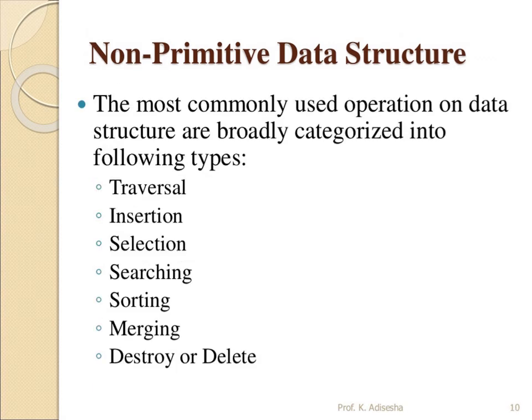The various operations that can be performed on non-primitive data structures are traversal, insertion, selection, searching, sorting, merging, destroy or delete. Traversal. The process of accessing each data item exactly once to perform some operation is called traversing. Insertion. The process of adding a new data item into the existing data structure is called insertion. Selection. It is used by users to access data within data structures.